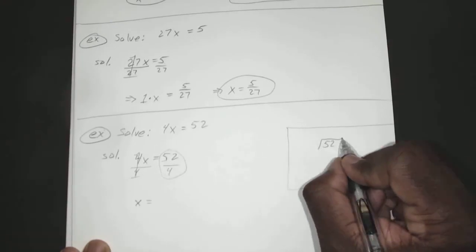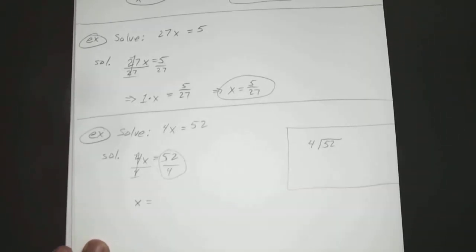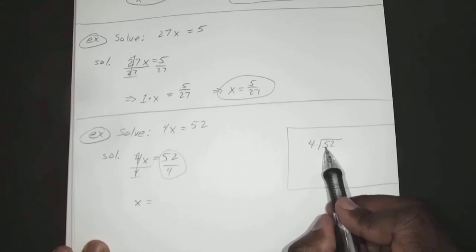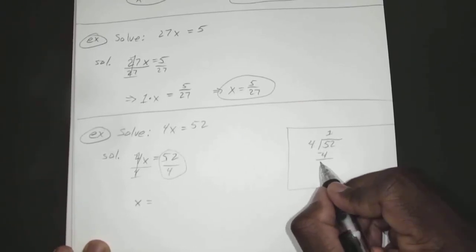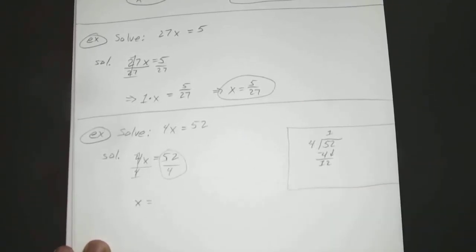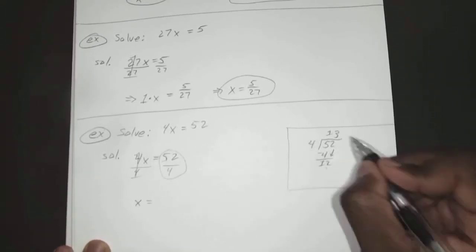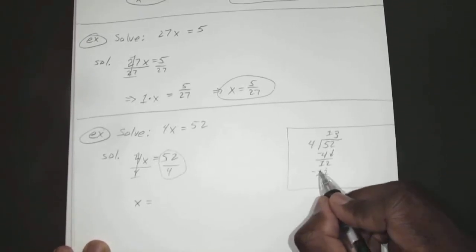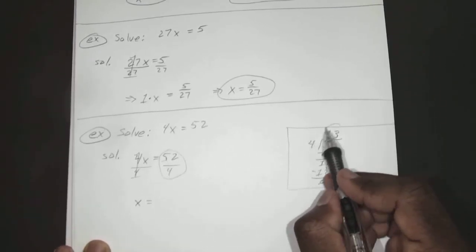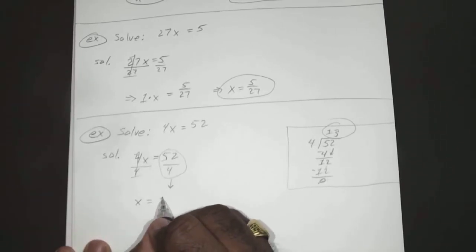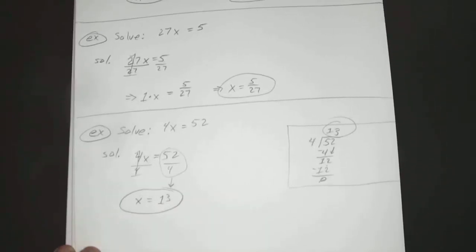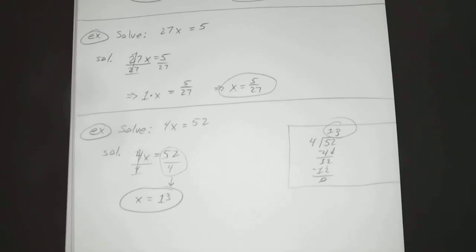So 52 divided by 4 can actually be simplified. Yep, so 4 goes into 5 once. 4 times 1 is 4. Subtract, bring down our 2. 4 goes into 12 3 times. 4 times 3 is 12. Remainder of 0. So your answer is 13. So 52 divided by 4 is 13. All right. Does that make sense? All right.